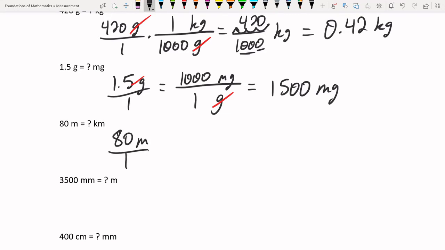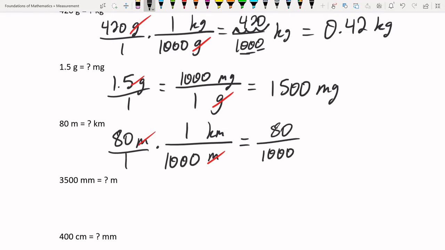80 meters. Meters on bottom and kilometers on top. 1 kilometer is 1,000 meters. We have 80 over 1,000. 1, 2, 3 zeros. Decimal point is right there. 1, 2, 3 spaces. Add a 0 where there's a spot that was skipped. And so we have 0.08 kilometers.